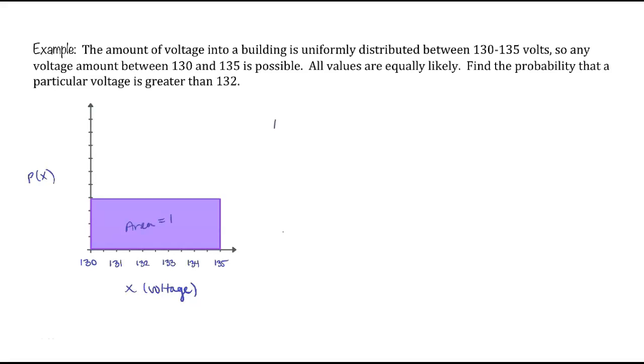The area of a rectangle is equal to its width times its height. In this situation, we have an area equal to 1 and a width equal to 5, but we don't know the height. Dividing both sides of this equation by 5, we find that the height is equal to 1 over 5, or 0.2. That means that this uniform probability across the range of values is equal to 0.2, or 20%.